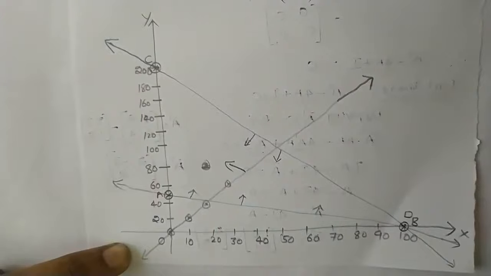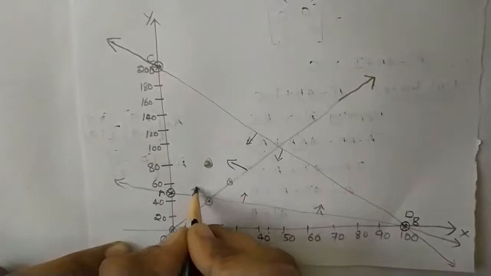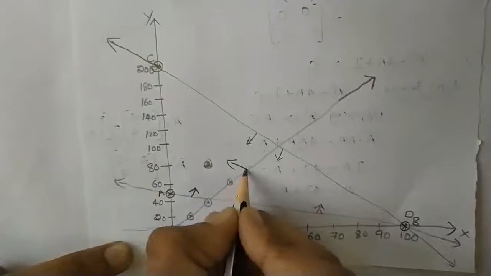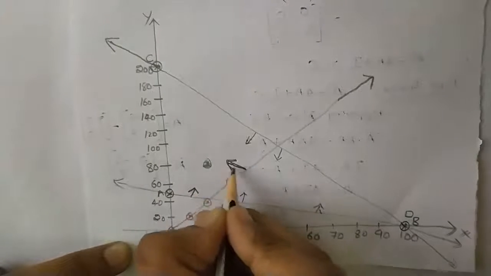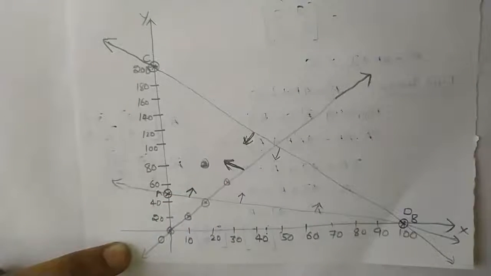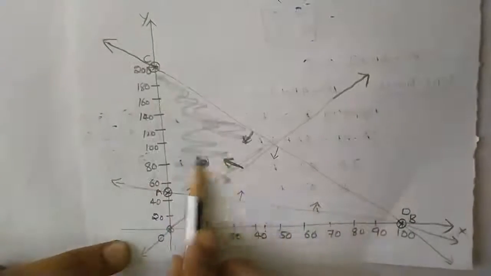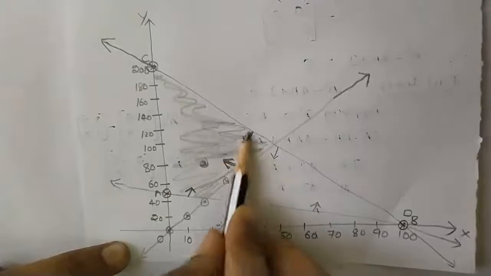Then where the common region is bounded, see, the line is moving like this, and the region is coming in this portion. Therefore this will be the feasible region. This shaded portion is the feasible region.